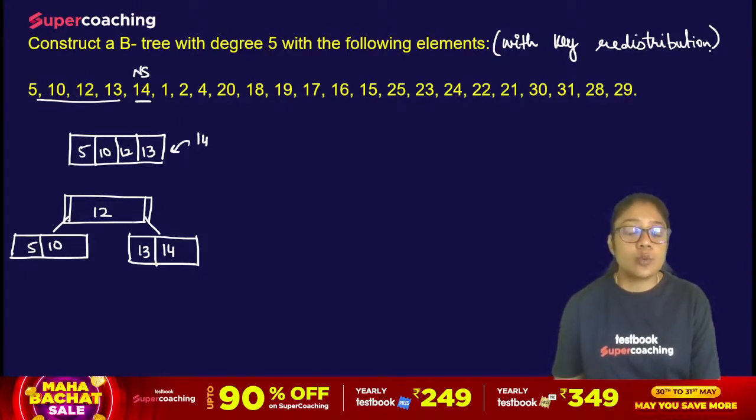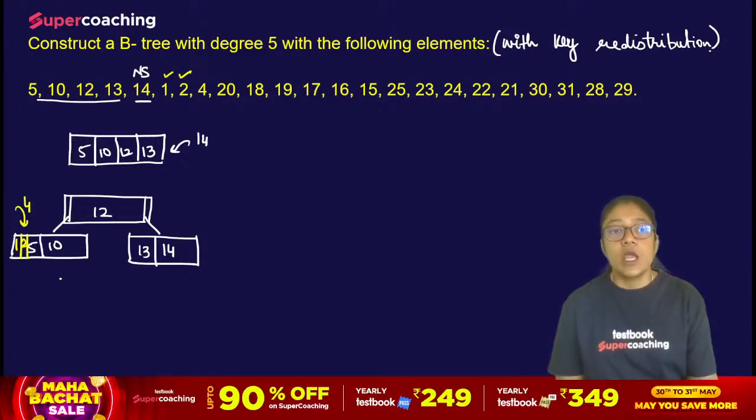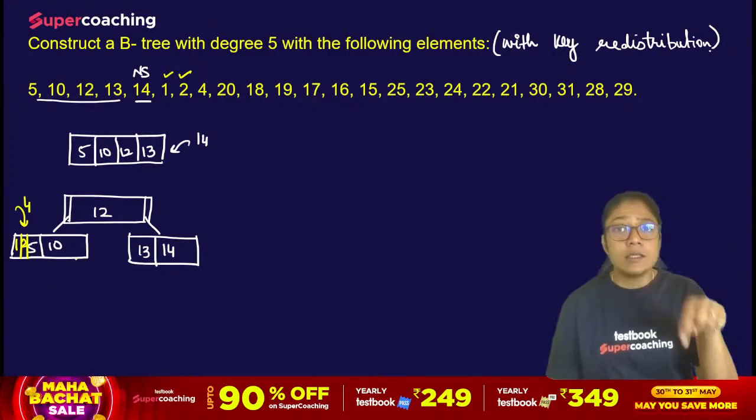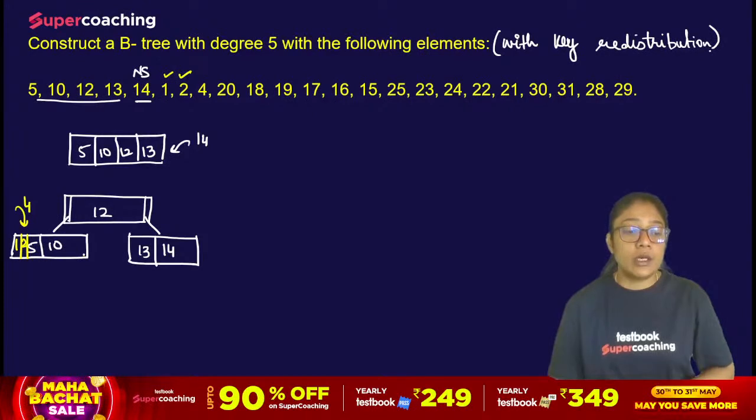Now next one is 1. So there is a empty slot available, so here we'll add 1 and 2. Then we have 5 and 10. 4 elements are possible. Next is 4. 4 wants to join here. This is a case of overflow. So instead of going, here is the point where we'll be going for redistribution.